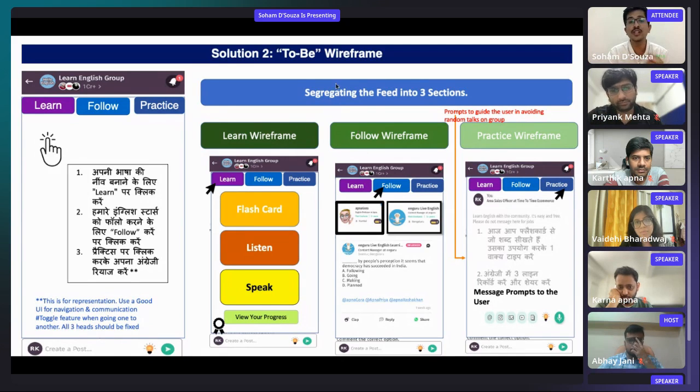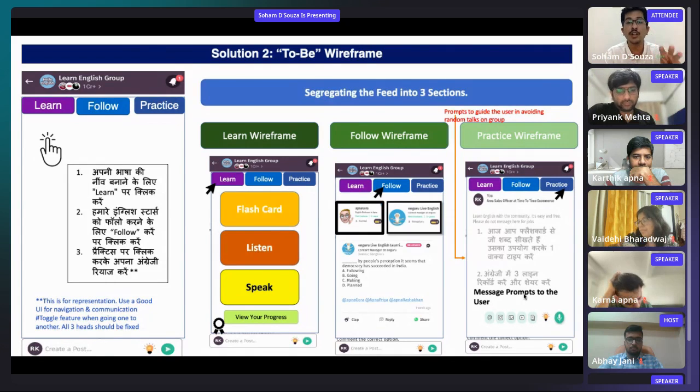If a person clicks on the learn aspect, he will be directed to a certain deck of cards, be it vocabulary cards or speaking cards. He listens to something and views the leadership dashboard. The second will be follow, where the influencers of Apna would be there. And the third would be practice. So rather than having everything in one place right now, my suggestion is to segregate this at a very first principle level according to the learning outcome.